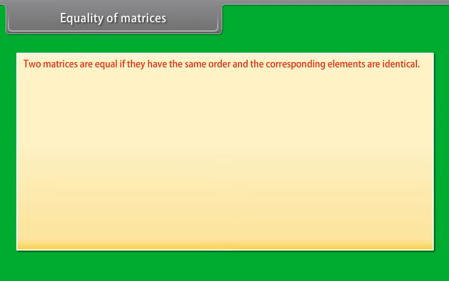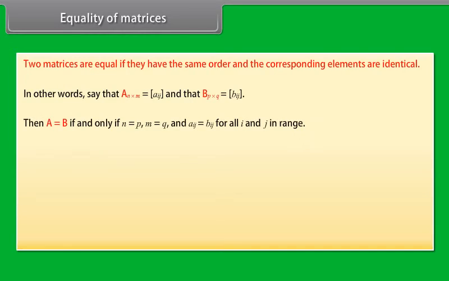Two matrices are equal if they have the same order and the corresponding elements are identical. In other words, say that A n by m is equal to a_ij and that B p by q is equal to b_ij, then A is equal to B if and only if n is equal to p, m is equal to q and a_ij is equal to b_ij for all i and j in range.